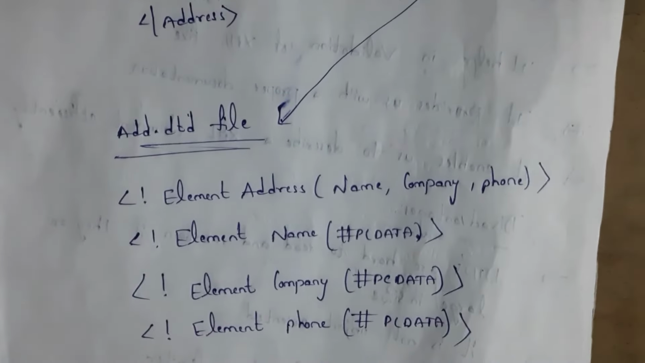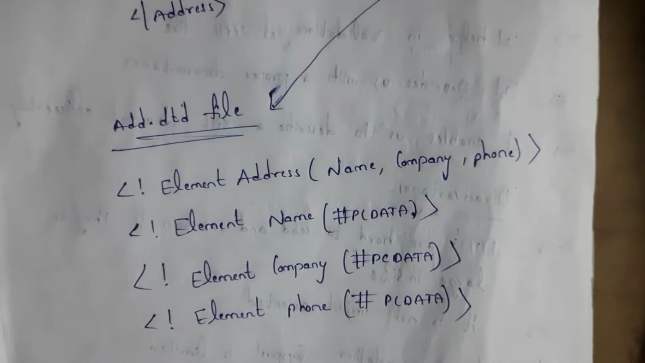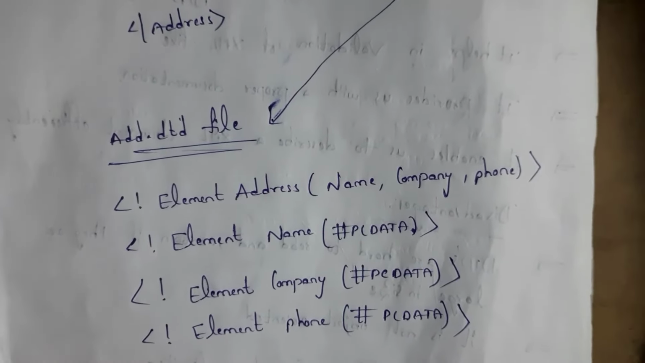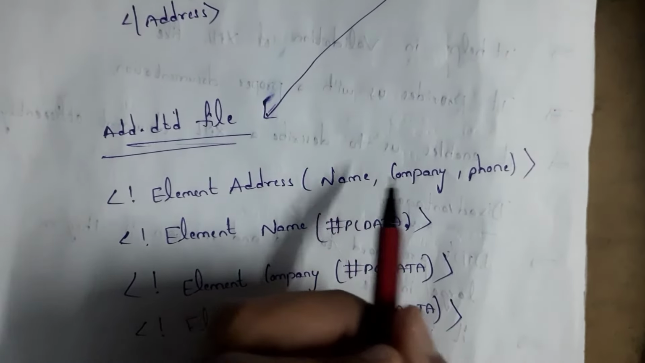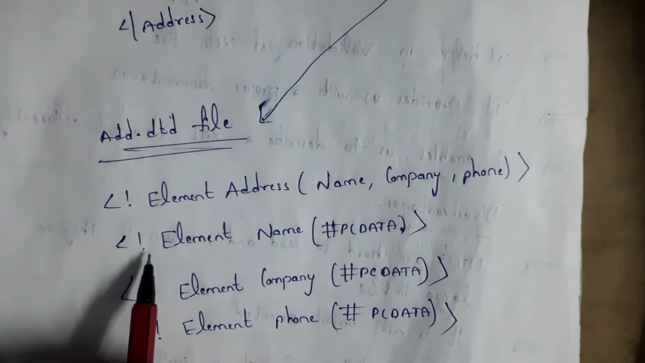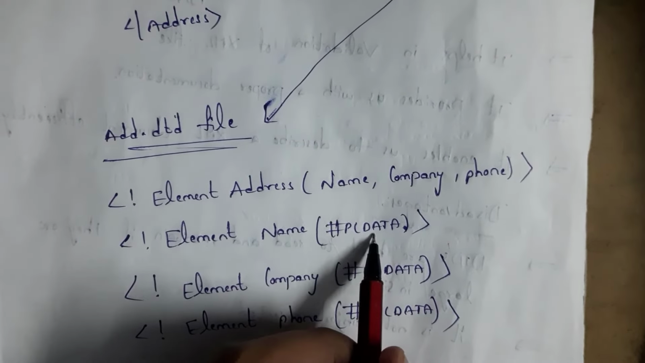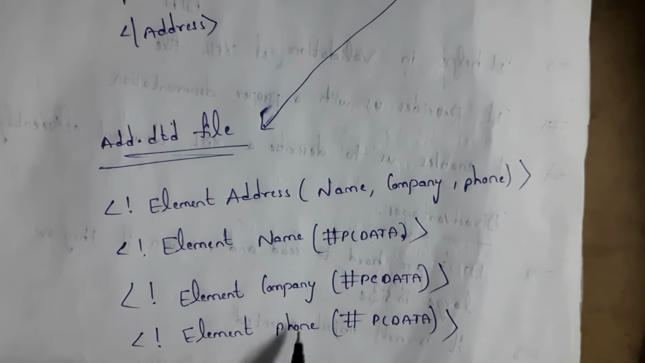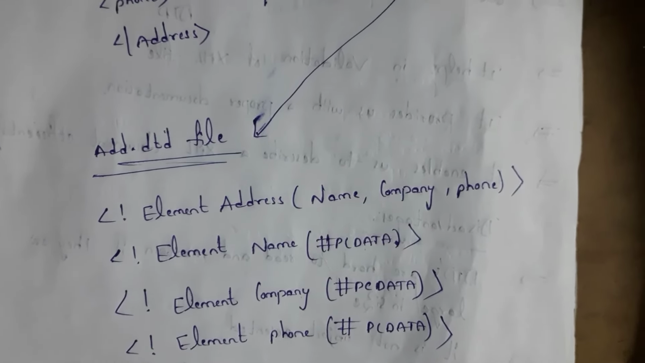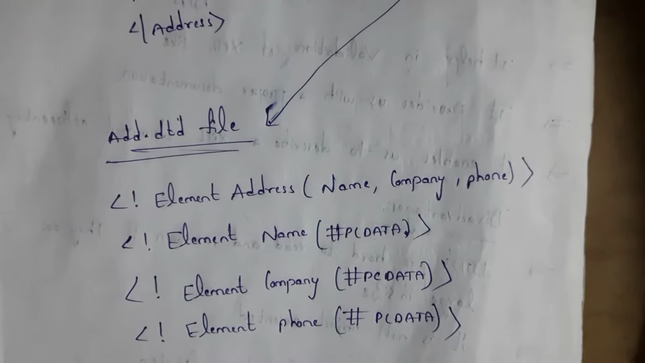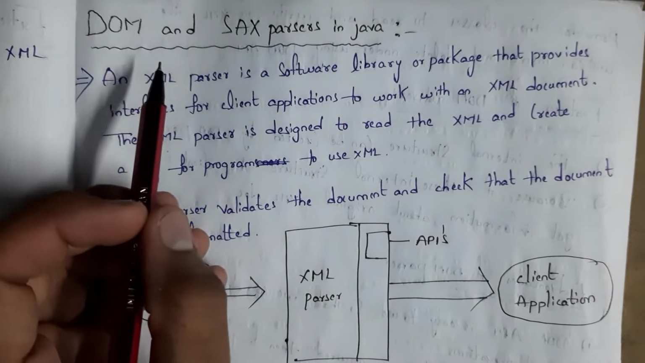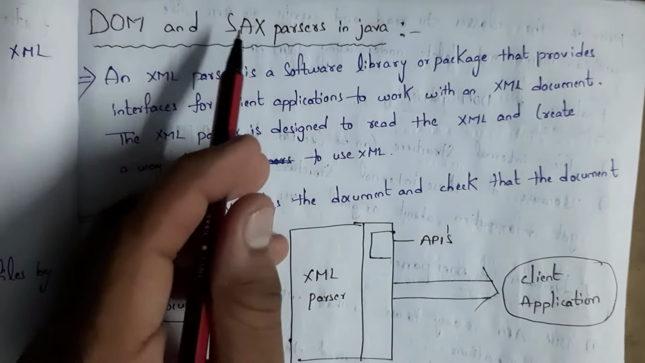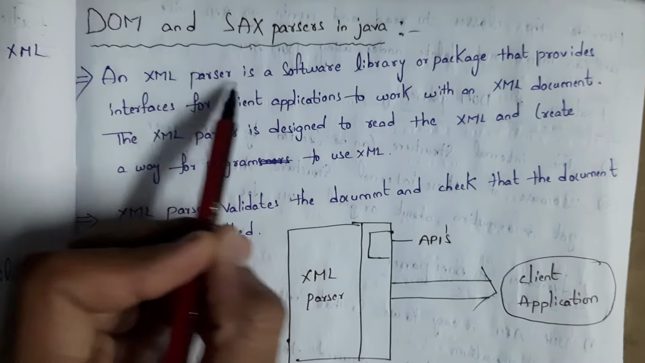Here I wrote a program which is the same as in internal DTD. Element address, name, company and phone number. Again element name #PCDATA, element company #PCDATA, and element phone number #PCDATA. This is the program of external DTD. Next topic is DOM and SAX parsers. These DOM and SAX parsers are XML parsers.